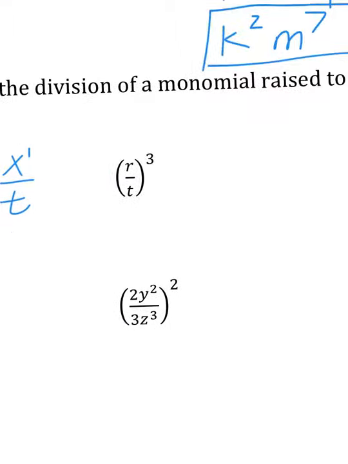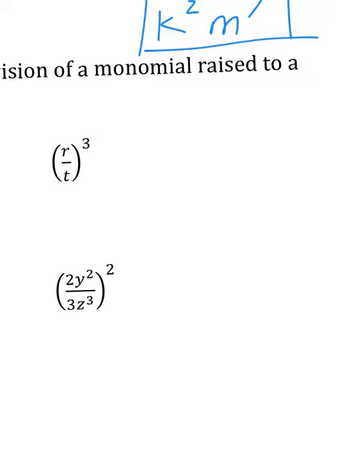Okay, let's look at this one here, r over t cubed. If we raise the numerator to the power, well, this is r to the first, right? And when we're raising a power to a power, we multiply. So we have r to the third, multiply those exponents. And then if we're going to raise the denominator to the third power, well, again, t to the first, we multiply the 1 and the 3 to end up with t cubed. Okay, r cubed over t cubed.